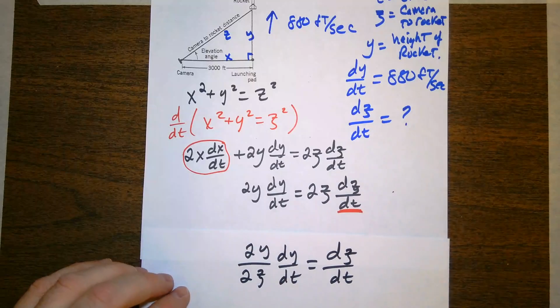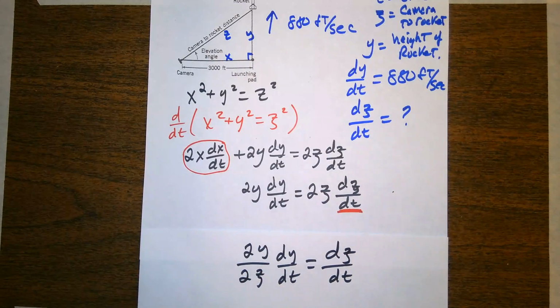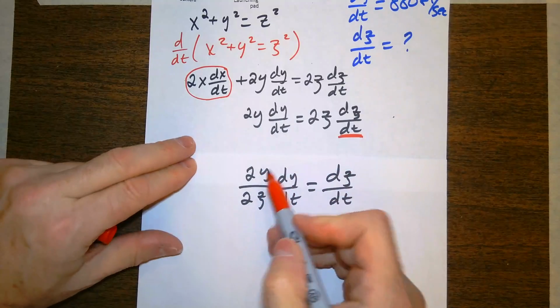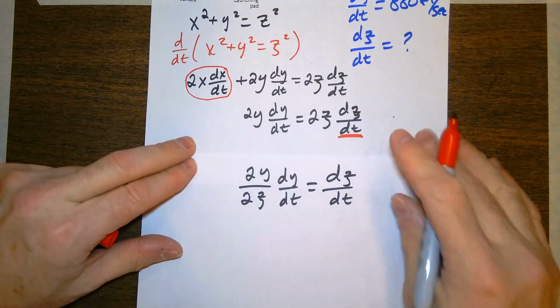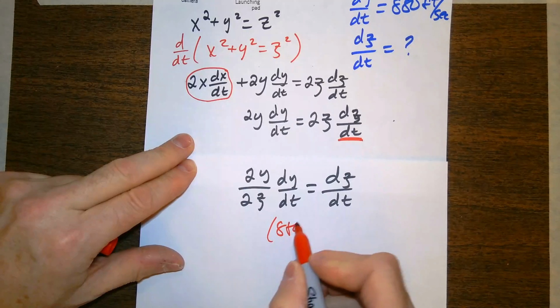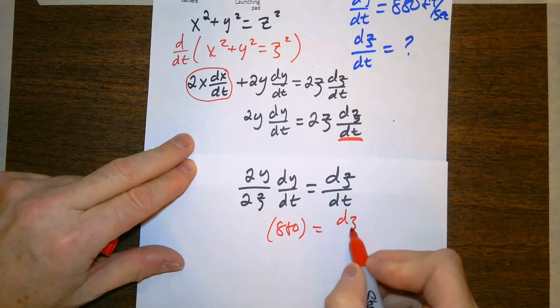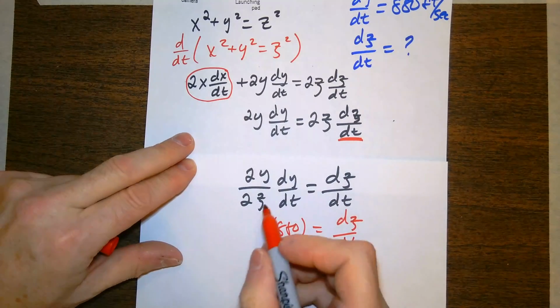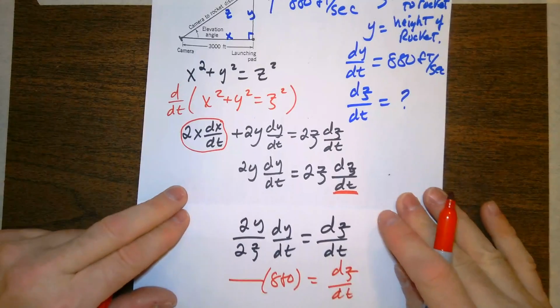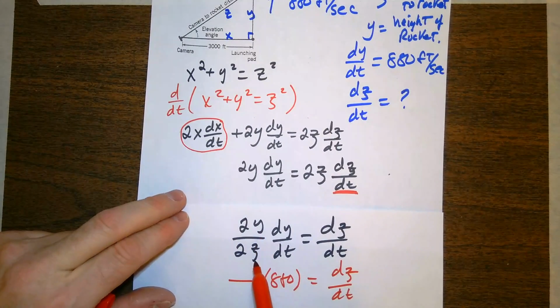And I'm going to substitute these in. Oh, I notice that I can cancel the 2's there. Substituting in, I want to substitute in my y value. Do I know my y value? I know the dy dt, that's the 880. And do I know the y value and the z value?